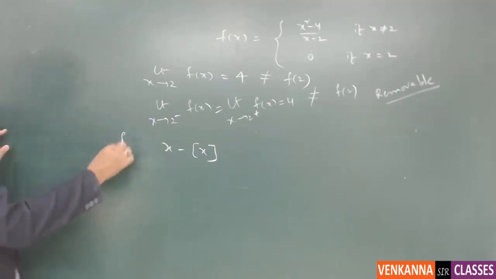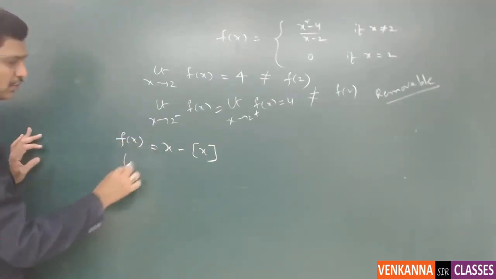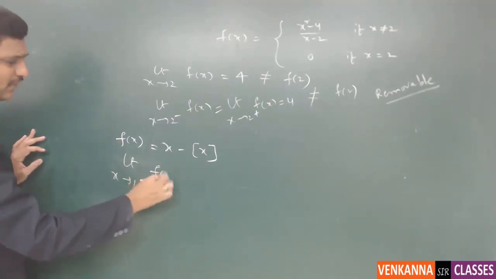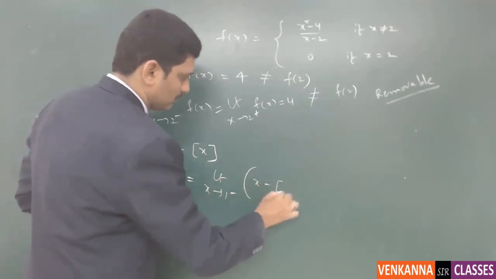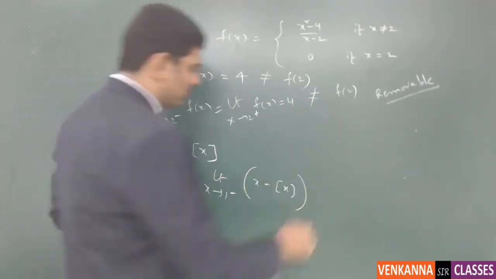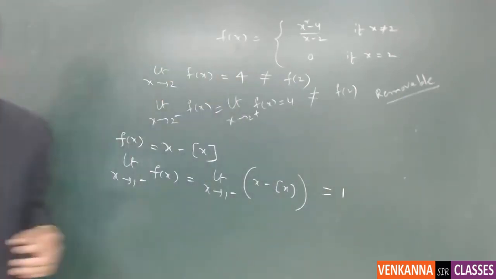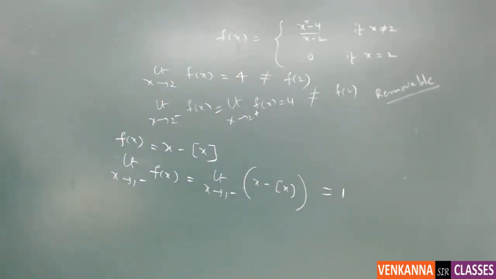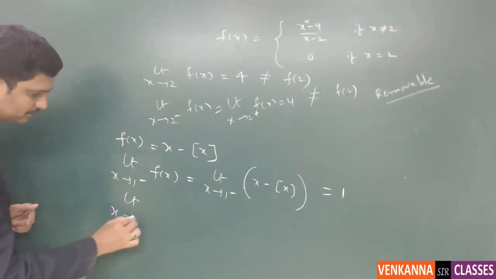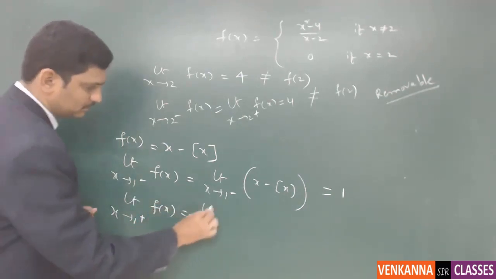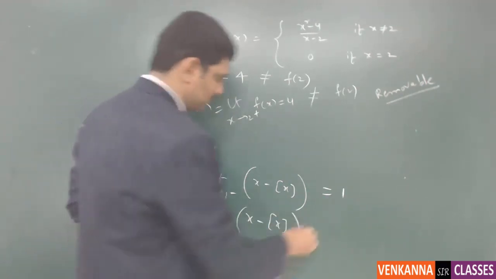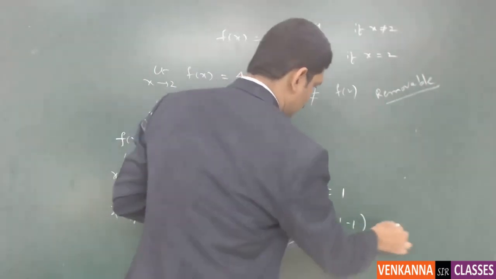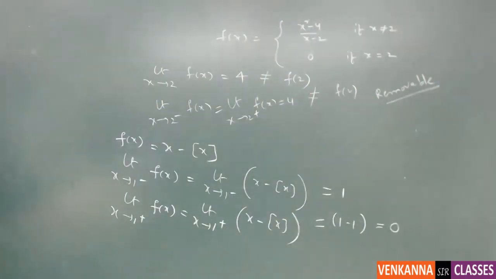So if you take f of x like this, you calculate limit x tends to 1 minus f of x. So what will be its value? Its value will be 1. Yes or no? Right. So if we calculate the right limit, it is zero. Accepted?